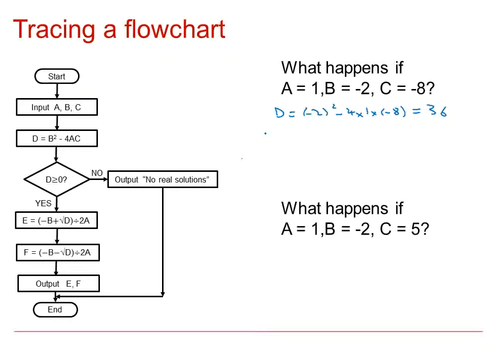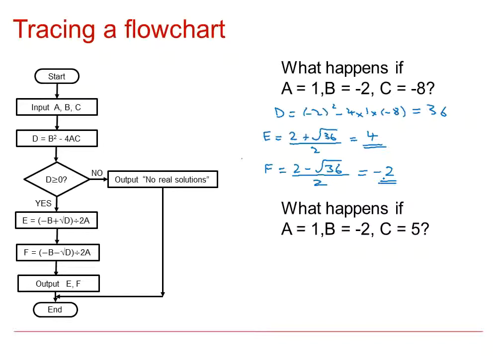So now we can have the next instruction, which is E. So we calculate E as minus B plus the square root of 36 all over 2 times 1, which gives me the answer 4. The next instruction is to calculate F. So F is minus B minus the square root of 36 over 2 times 1, which is minus 2.